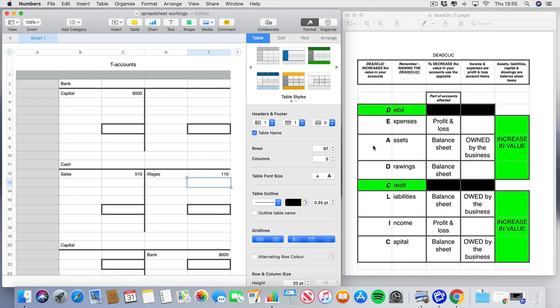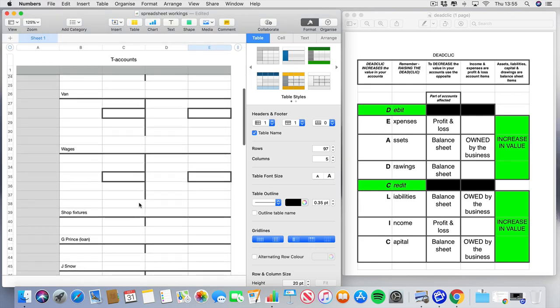And then we're going down to find the wages account. There we go. Wages is an expense of the business. We're increasing an expense, so it's a debit. So I'm going to put cash in there, and cash wages are 110.